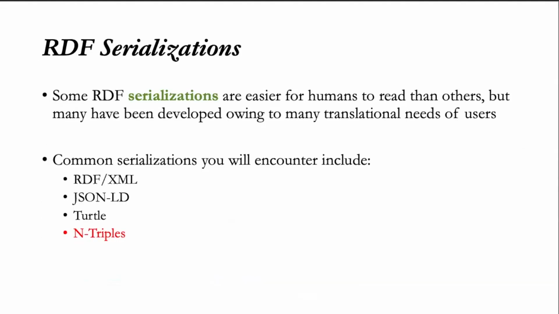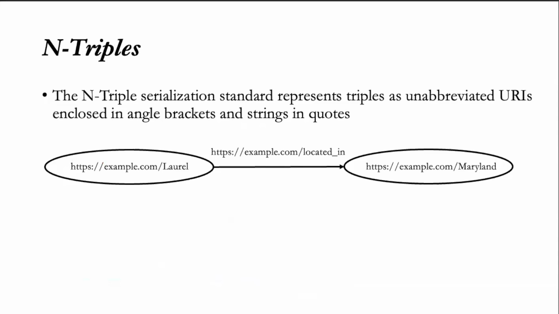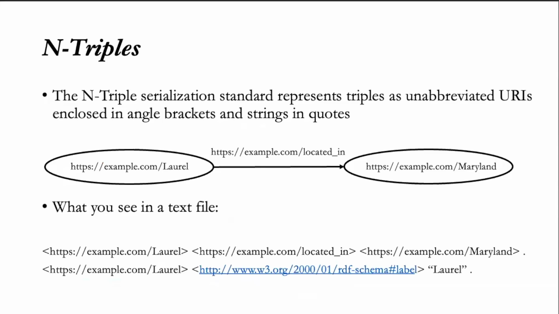Very similar to Turtle. Don't get them confused, though. This represents triples as unabbreviated URIs enclosed in angle brackets and strings in quotes. Again, very simple or similar. This is something you might see in N-Triples format. You have Laurel located in Maryland. You have Laurel again with a label Laurel.